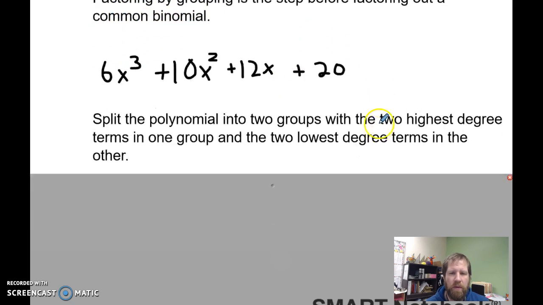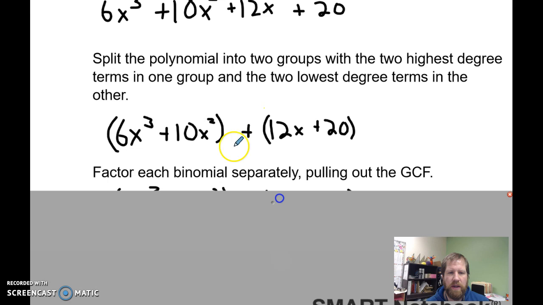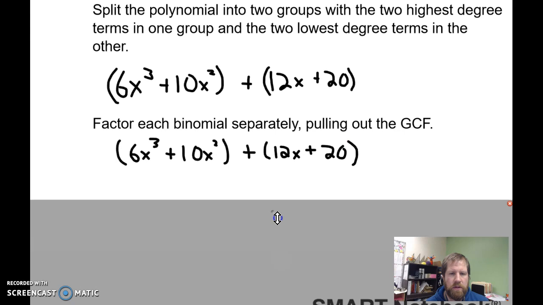The way we're going to do that is we're going to start by splitting it into two groups. We're going to take the two highest degree terms and the two lowest degree terms, and then we are going to separate them, and then we're going to factor out the greatest common factor from each of those two binomials. So let's do that.